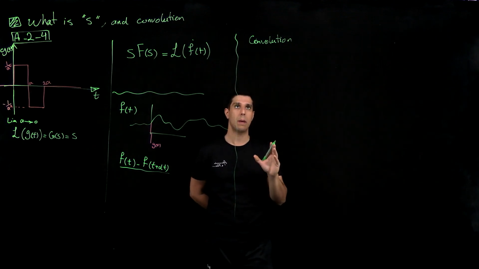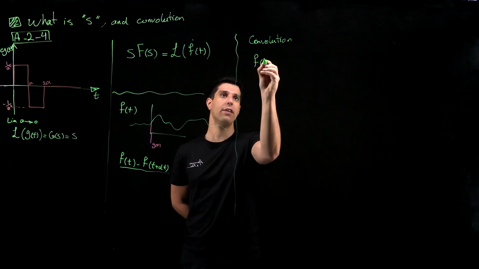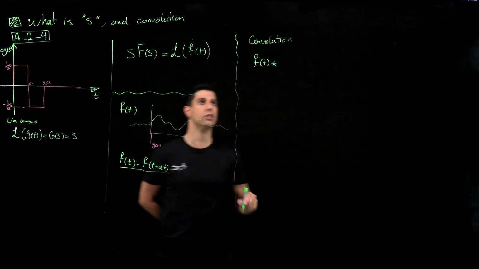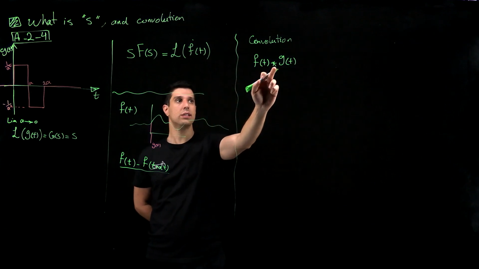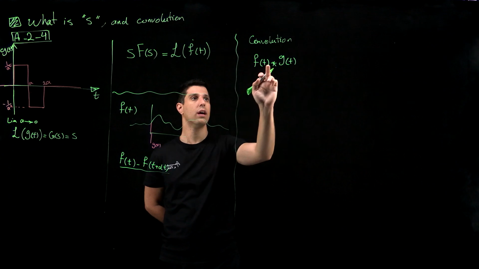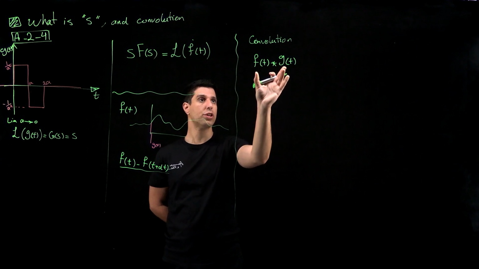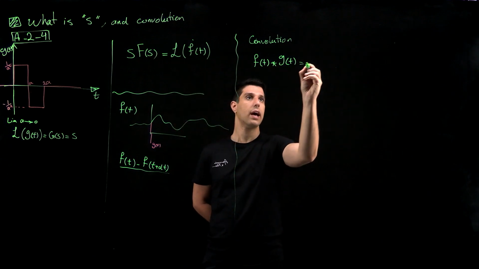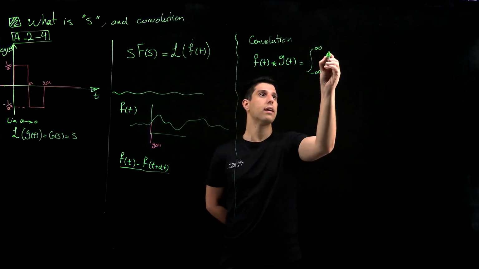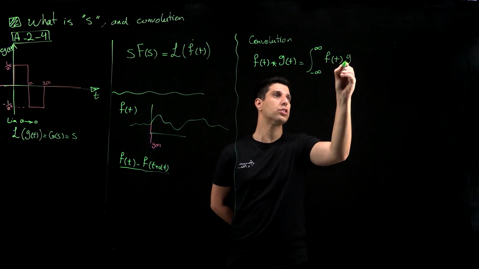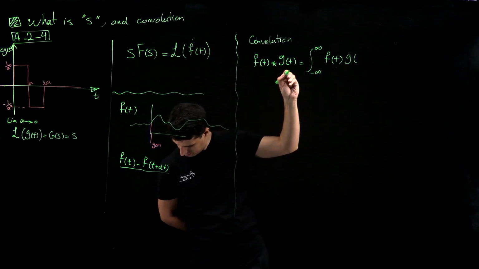Convolution is a mathematical operator. It is written as f of t asterisk or star g of t. This is not a product. This is a symbol for applying the operator convolution to these two functions. And its definition is the integral from minus infinity to infinity of f of t g of t minus tau.